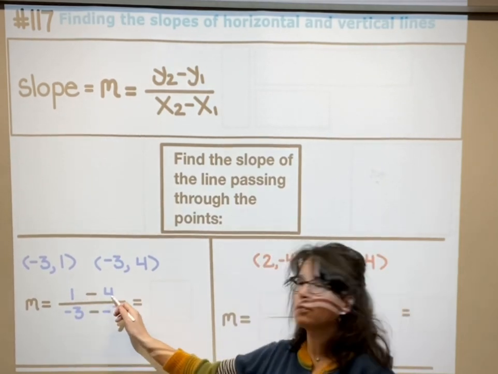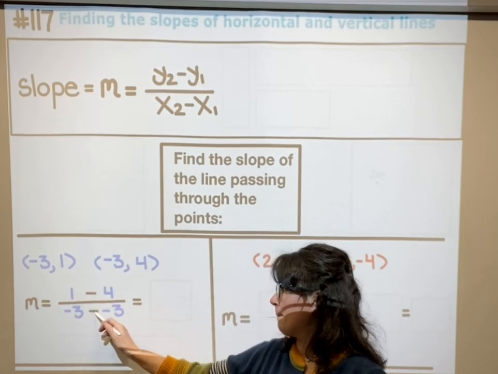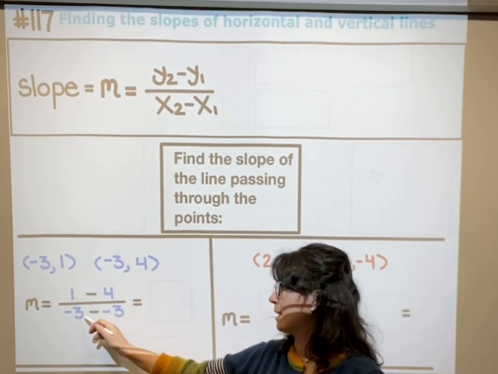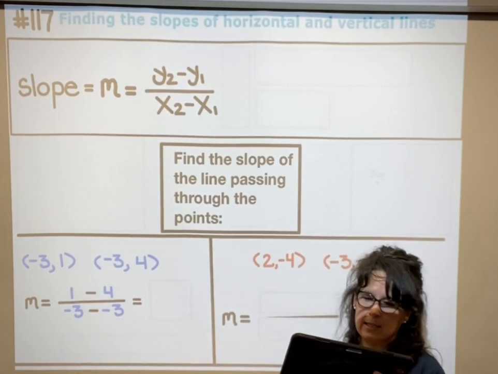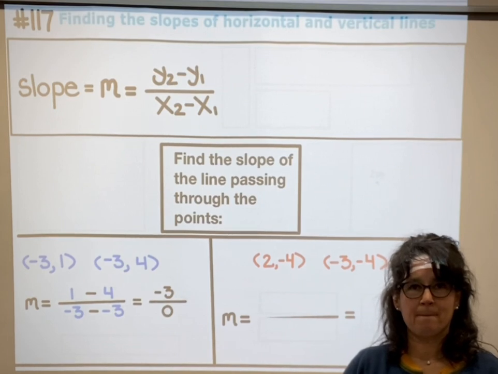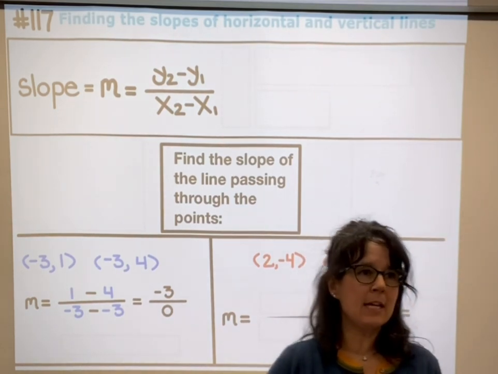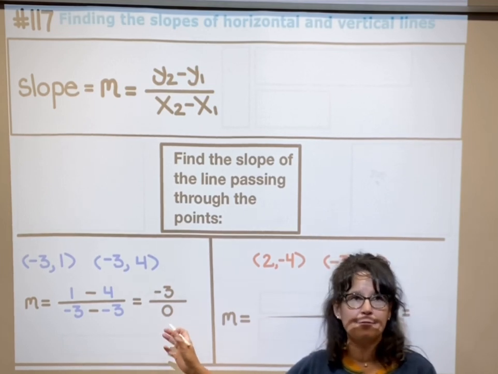Simplifying there, 1 minus 4 is -3. And -3 minus a -3 is -3 plus 3. So -3 plus 3 is 0. Now some of you know immediately whether -3 divided by 0 is 0 or undefined.